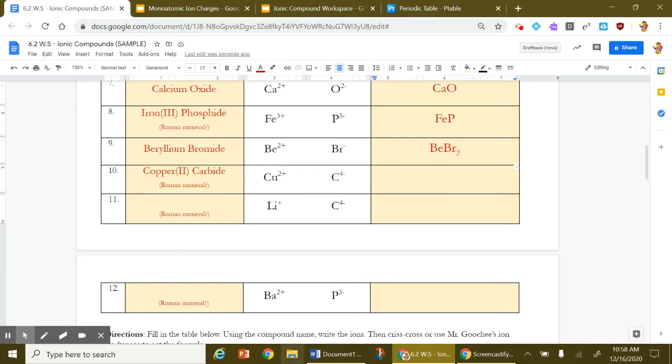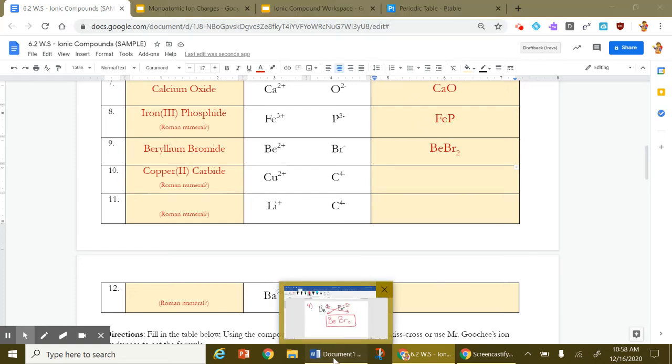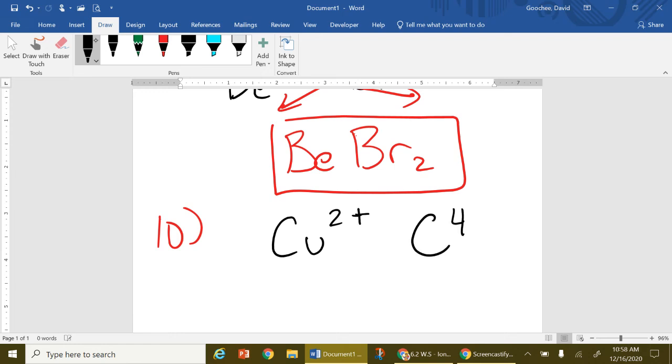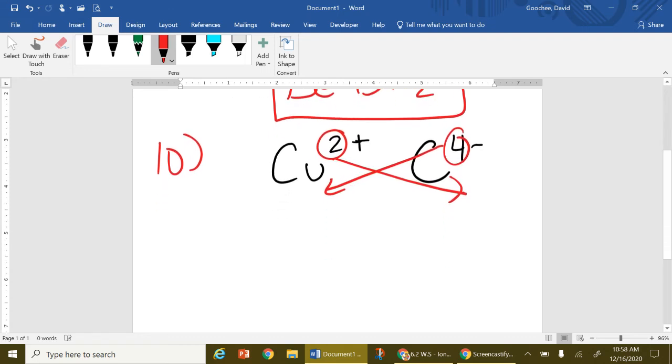Now it's time for the formula. Let me go back and do some crisscrossing again. So let's here number 10. Copper is 2+ in this case. Carbide is 4-. So we're going to crisscross. This 2, that's how many carbons we're going to have. This 4, that's how many coppers we are going to have.